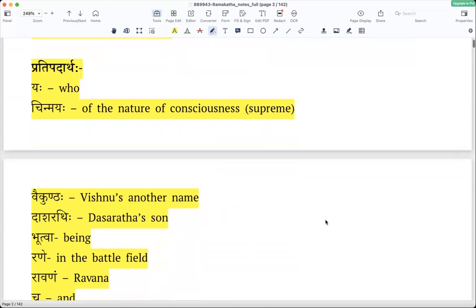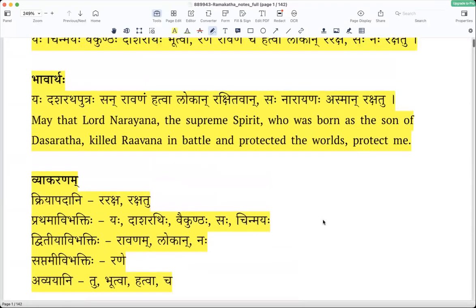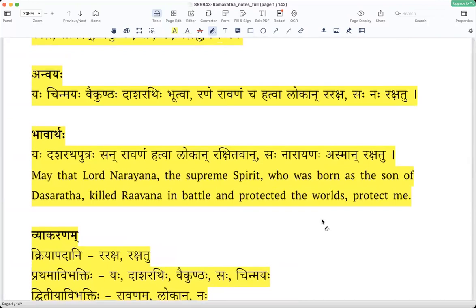Okay, this is where you ask. In this anvaya, if you see, yaha chinmaya vaikunta, they brought those two words here instead of putting them at the last. How do we get a sense of that? You can say it in any way. You can have yaha dasharatihi bhutva rane ravanam hatva lokan raraksha saha eva chinmayaha vaikunthaha naha rakshatu.